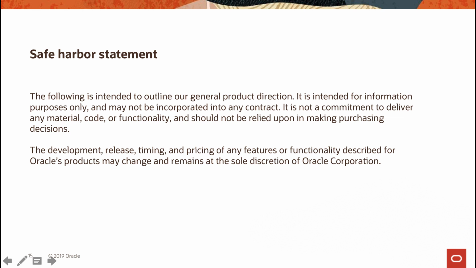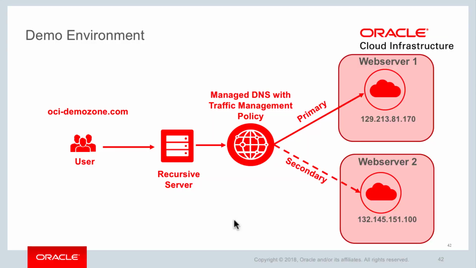All right, so moving forward. For demo purposes, here is my lab environment. I'll have a couple of web servers running in the Ashburn region, and I'll use different traffic management steering policies to steer the traffic based upon the policy that I set up. The zone name that I'm using is oci-demozone.com, and I'll create different labels along with this zone name.